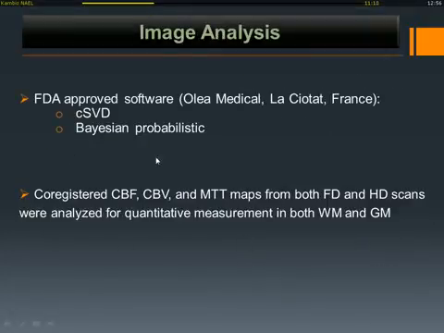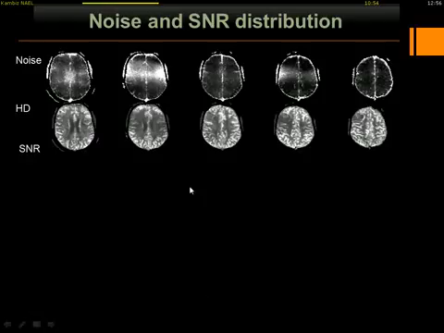We used Olea to process all the images by cSVD and Bayesian, and we looked at the co-registered cerebral blood flow, cerebral blood volume, and MTT maps in both half-dose and full-dose groups, both qualitatively and quantitatively, which I'll show you some examples of.